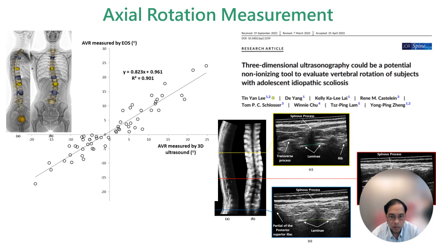And for the axial rotation, X-ray actually cannot provide it, but ultrasound, since it's 3D, can also provide this information using the bony features. So this is a comparison study with the information provided by EOS. And their correlation is very good for the axial angle measurement.